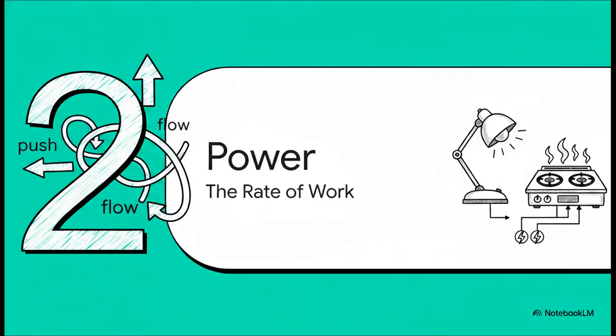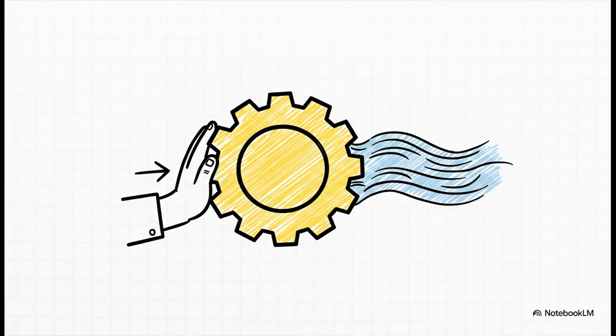Section 2. Power, the rate of work. Now, let's see how this builds. Since we understand the push and the flow, we're going to guide these two foundational ideas together into something that actually does work in the real world. This is where those abstract concepts turn into the actual light from your desk lamp or the heat from your stove. We're talking about power.